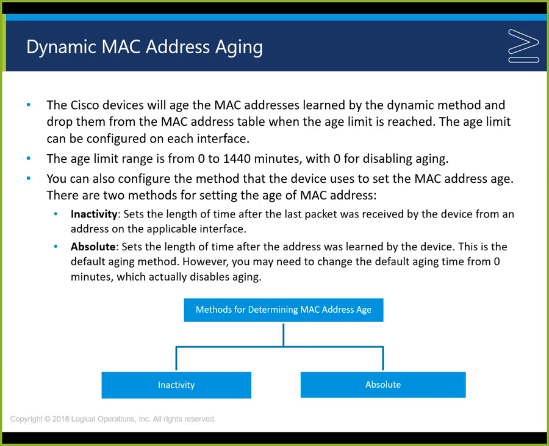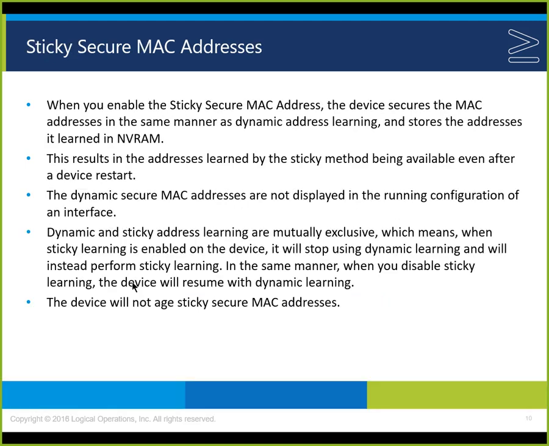The age limit is 0 to 1440 minutes, with 0 disabling aging. You can configure the method as either inactivity, the length of time after the last packet, or absolute. The absolute just does a countdown. You may need to change the aging timer from 0 minutes, which actually disables aging in the default. This is the default aging method, which is the 0. So we may need to do that for the dynamic MAC address aging. And that's where I get it, yeah, it really doesn't age these things out.